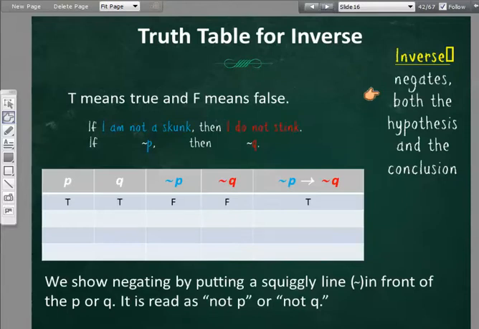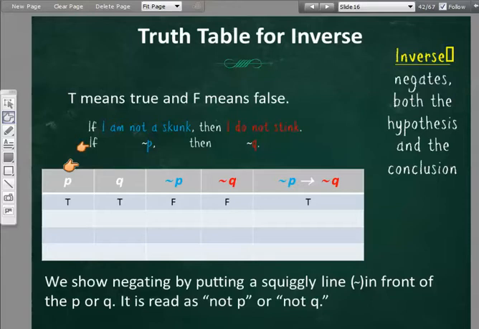Let's look at an inverse. And remember, an inverse negates both the hypothesis and the conclusion. And I'm going to read this down at the bottom right quick. It says, we show negating by putting a squiggly line in front of the P or Q. And this will be read as not P or not Q. So remember, I'm going to negate both the hypothesis and the conclusion. So if I am not a skunk, then I do not stink. So this means if not P, then not Q.